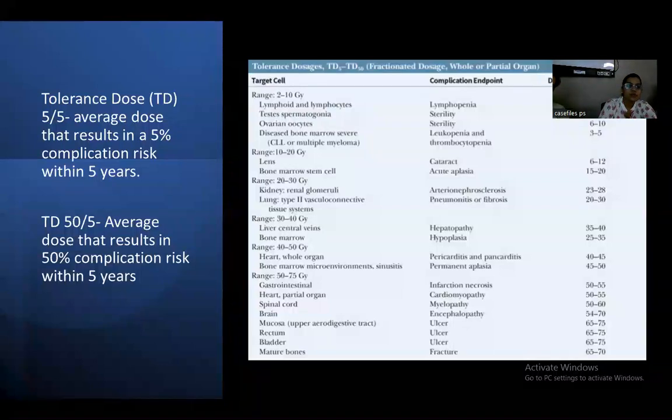Now, tolerance dose 5 by 5 means the average dose that results in 5% complication risk within 5 years. And tolerance dose 50 by 5 means the average dose that results in 50% complication risk within 5 years. Now, this table is showing the range of TD5 and TD50 for different target cells and what the complication endpoint of different organs is.